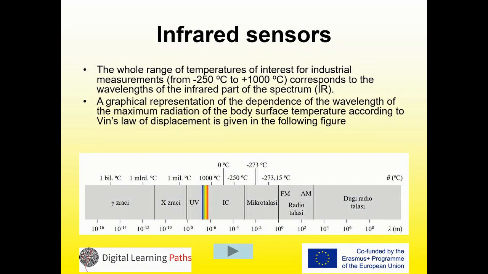Infrared sensors. The whole range of temperatures of interest for industrial measurement, which goes from minus 220 degrees Celsius to plus 1000 degrees Celsius, corresponds to the wavelengths of the infrared part of the spectrum, or the IR. A graphical representation of the dependence of the wavelength of the maximum radiation on the body surface temperature according to Wien's displacement law is given in the following figure.